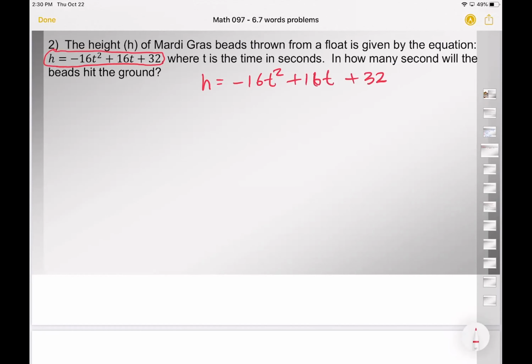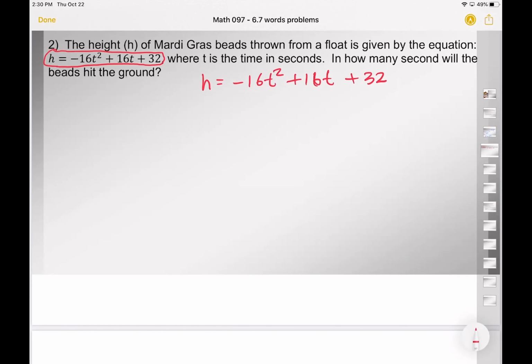Now, the story, if you're interested, is this. Someone on the monograph flow, since we're in New Orleans, throws a beam at you, and they ask you, given this equation for the beam flowing in the air and traveling to you, how long will it take for the beam to hit your head? Or just hit the ground? If you don't catch the beam, it hits the ground.